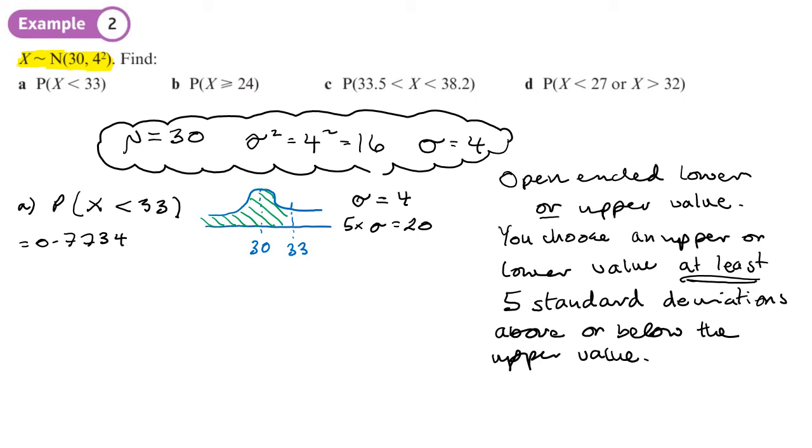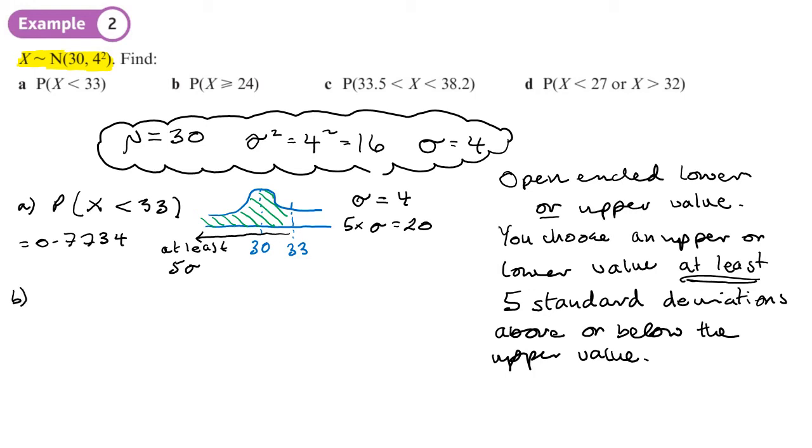0.7734 to 4 decimal places. So to 4 decimal places, it's the same. So that's fine. We don't need to worry about doing 13 instead of 0. So either way, as long as it's open-ended, it's at least 5 standard deviations away. Okay, let's have a look at part B.